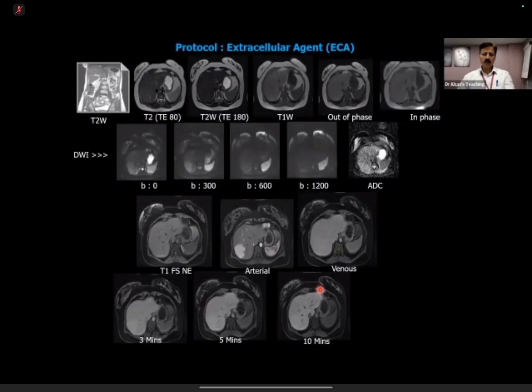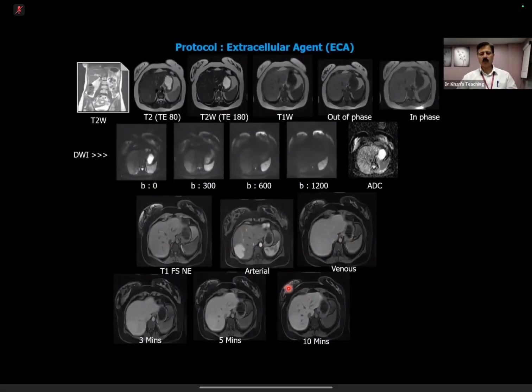Now, the key is that when you start doing these post-contrast sequences, some of these sequences are done as we are waiting for the next phase, etc.